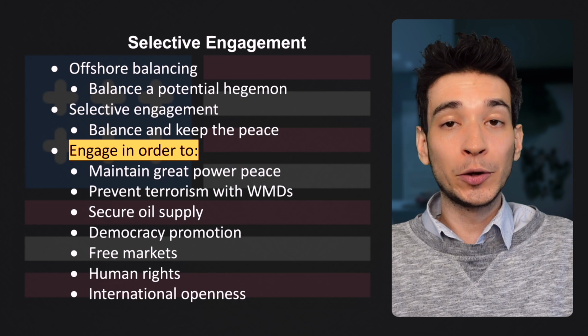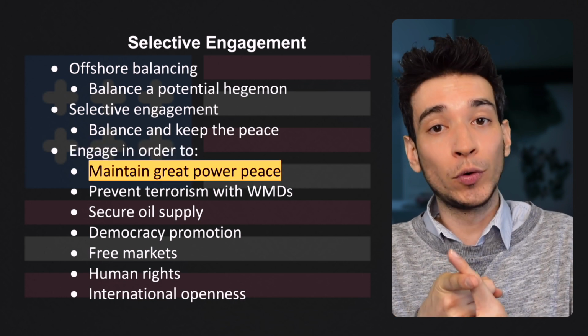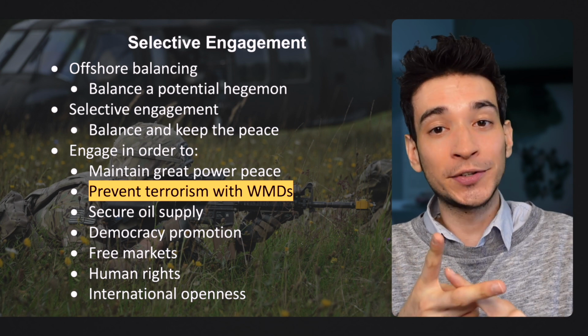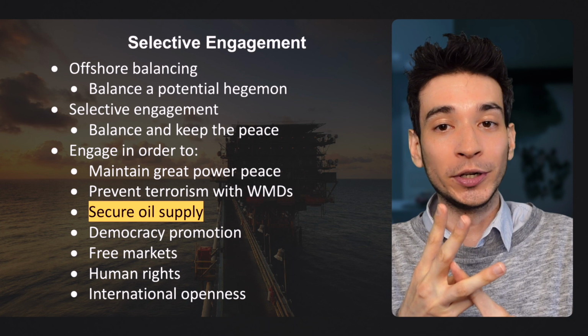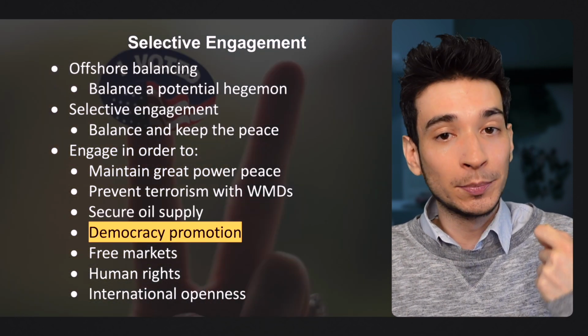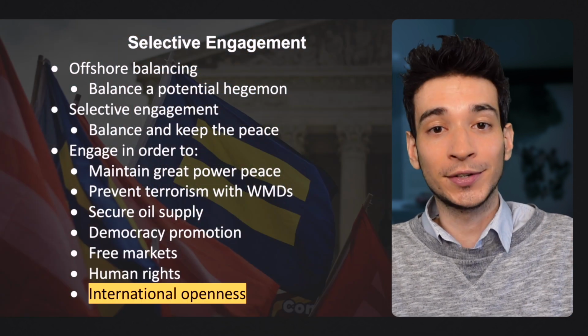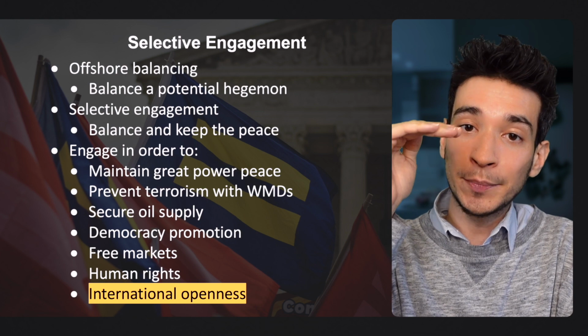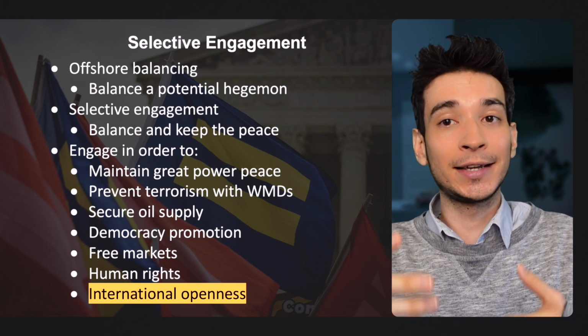So in this case, the United States is willing to engage in order to maintain great power peace, to prevent terrorism with weapons of mass destruction, to secure the supply of oil, while also to pursue other liberal goals like the promotion of democracy, free markets, human rights, and international openness. So this one goes a level above offshore balancing and adds more goals where the United States can intervene.